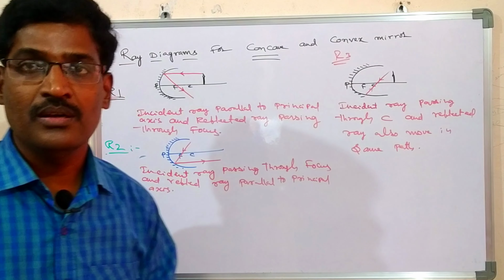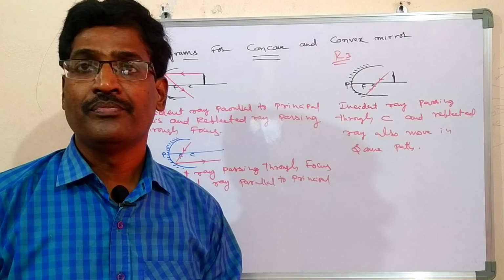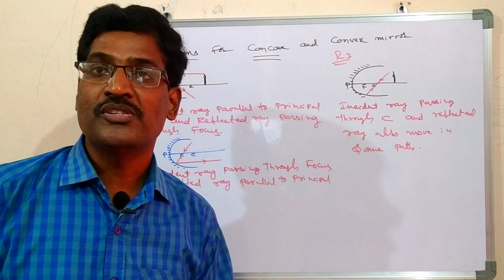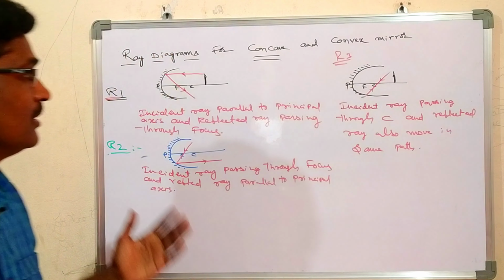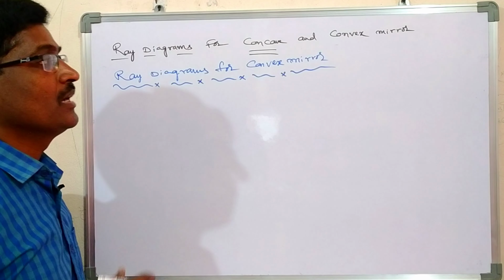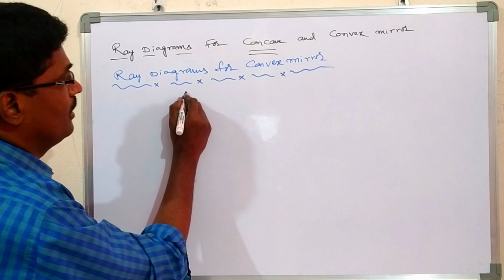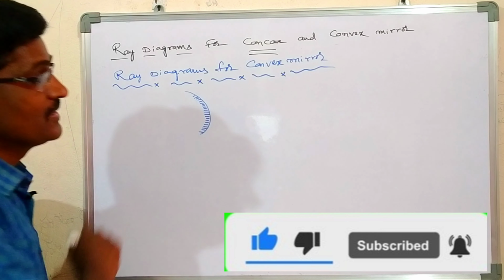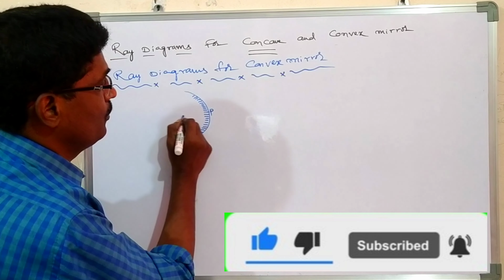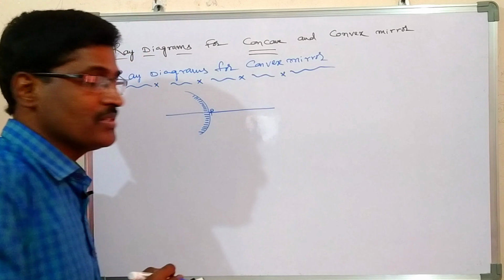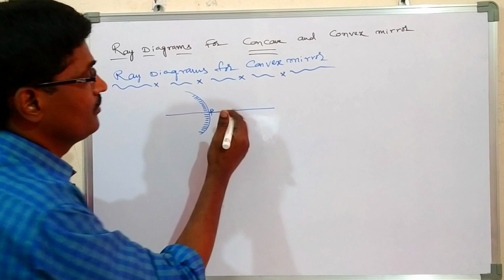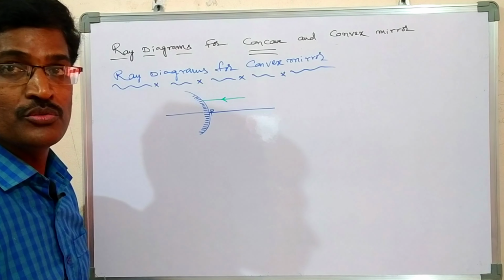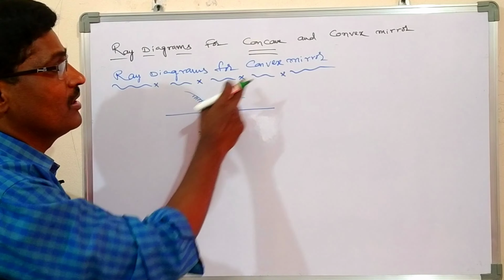Now, ray diagrams for the convex mirror. By the ray diagrams, we have to know about the formation of image. Now let us discuss the convex mirror. Look here, this is a convex mirror. As you know, it has a pole. From the pole, the principal axis is passing. Here the incident ray looks like parallel to the principal axis.